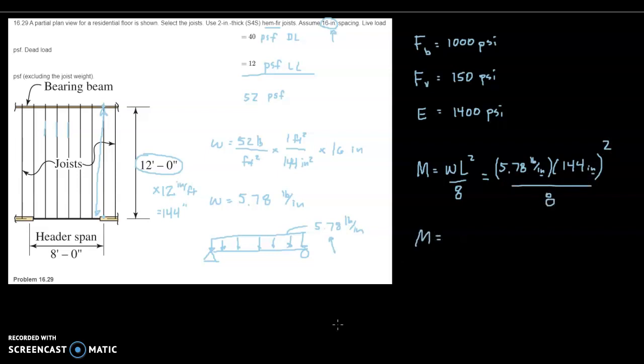So our moment being applied to our beam is 14,982 pound inches. That is the moment that's being applied by our dead and live loads on these joists. Each joist is experiencing this much moment. So we now have to determine what type of section modulus we need to resist this moment.